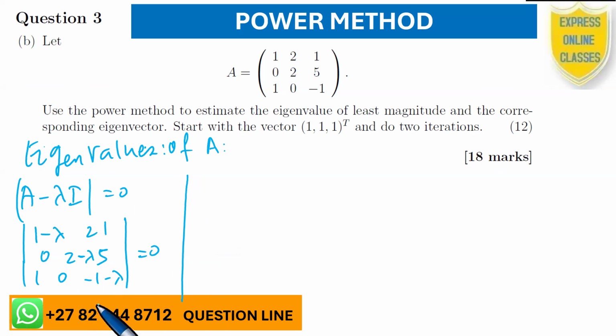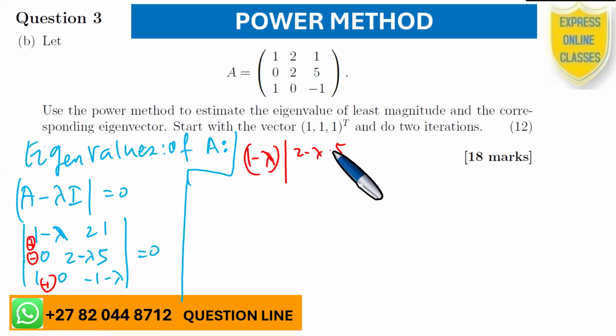So in the end, you have the following. You're going to expand along this column. Positive, negative, positive, getting 1 minus lambda. If you block this and that, you have 2 minus lambda, 5, 0, minus 1 minus lambda.